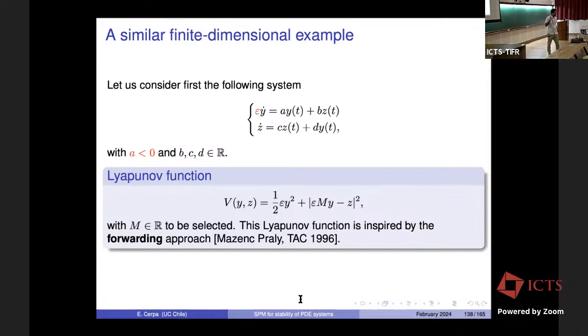So for this system, we're using this Lyapunov approach, and the good thing is that for the KdV equation, we're also using this, as one of the main ingredients for our KdV ODE system.